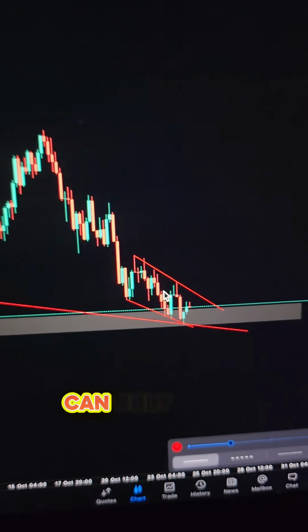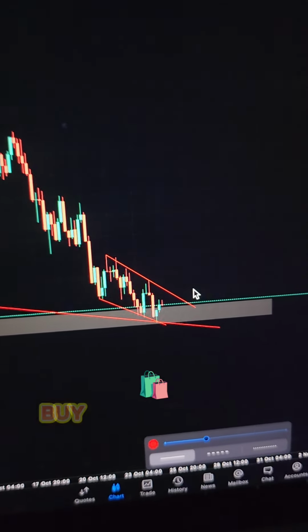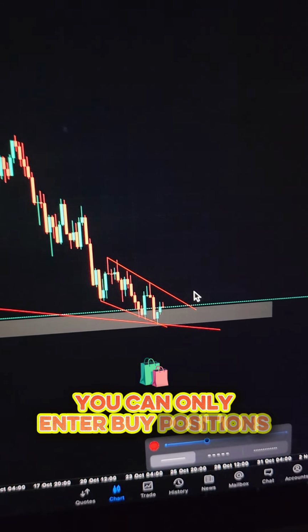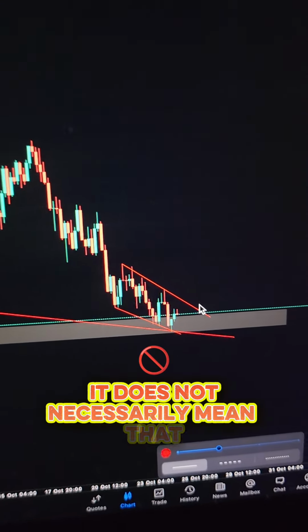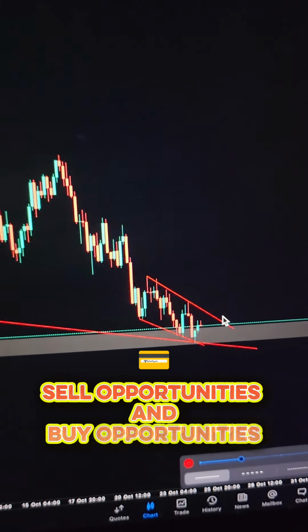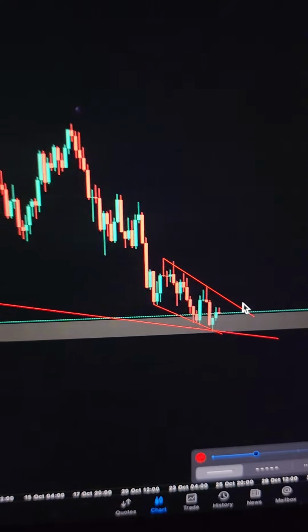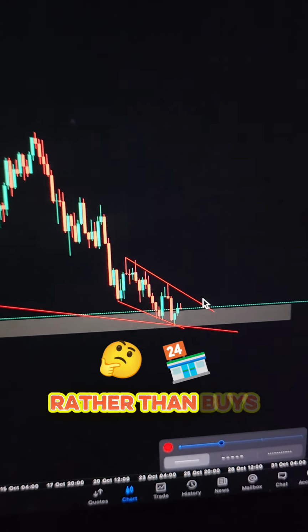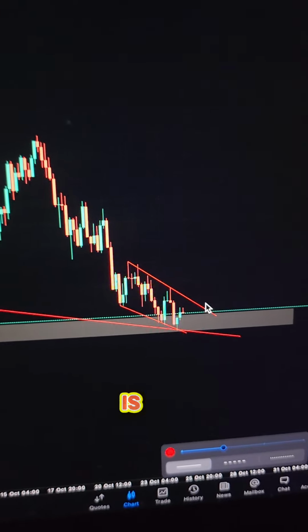But then that does not necessarily mean you can only enter sell positions, right? It does not necessarily mean that. You can actually identify sell opportunities and buy opportunities. Of course, it is more favorable to enter sells rather than buys, because the market is in a downtrend.